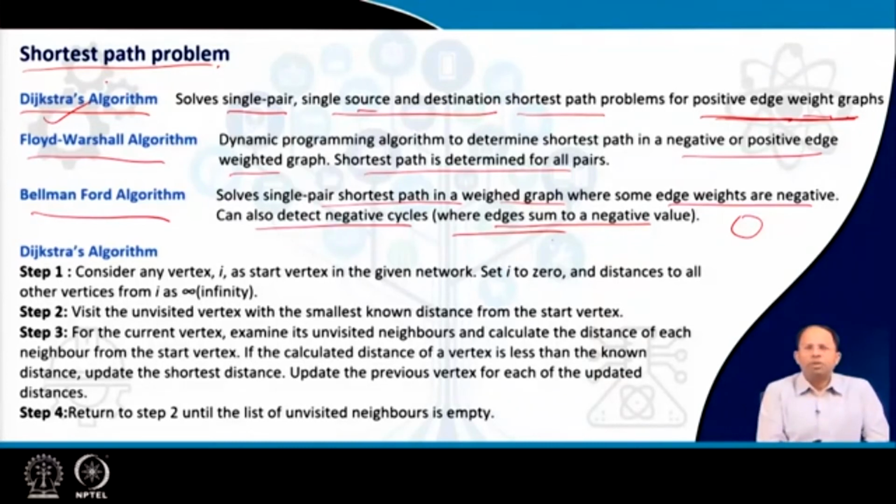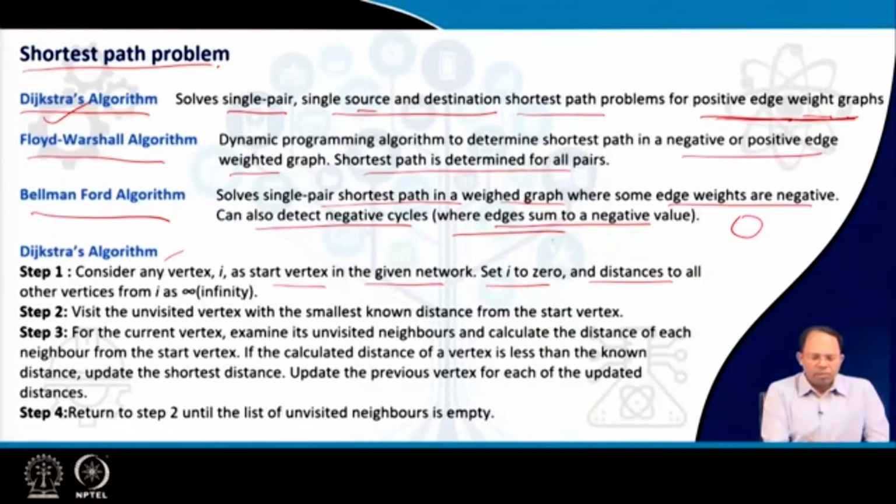So, let us see the steps of Dijkstra's algorithm. The first step is to consider any node as the start vertex, or you can also consider it as the start point in the given network. We first set it to a value of 0, and the distance to all the other vertices is considered as infinite, that is, as large as possible.